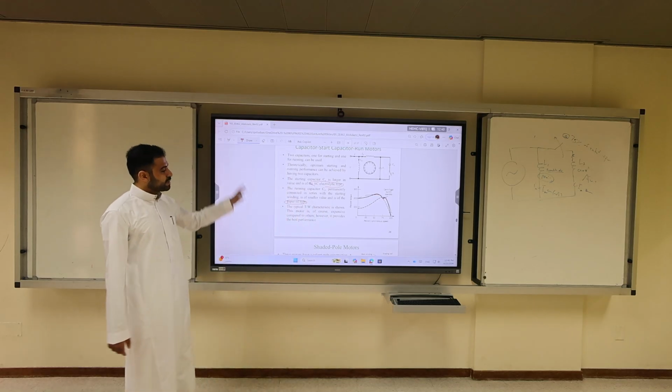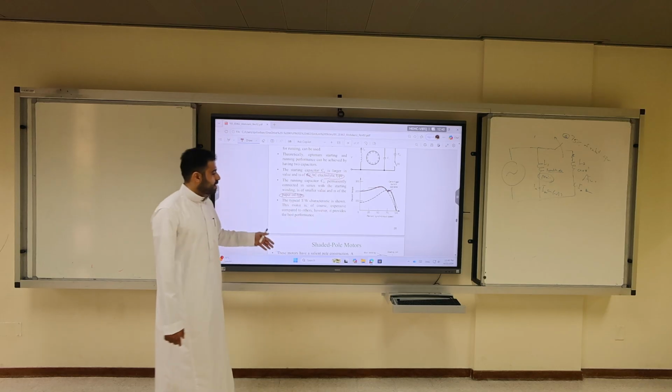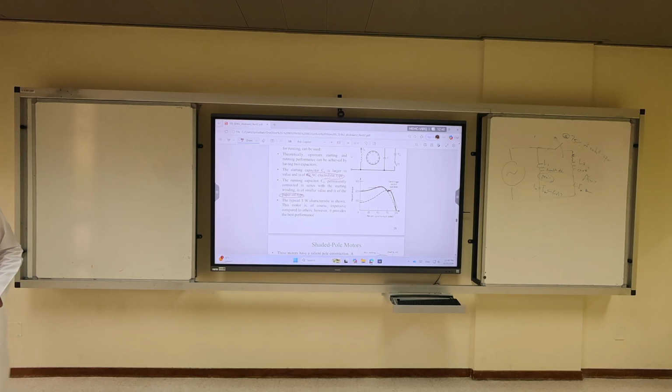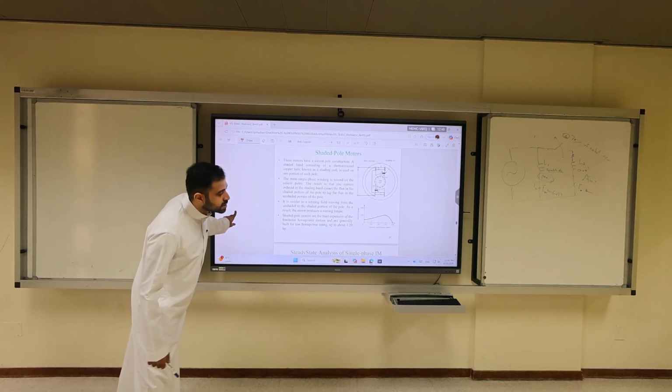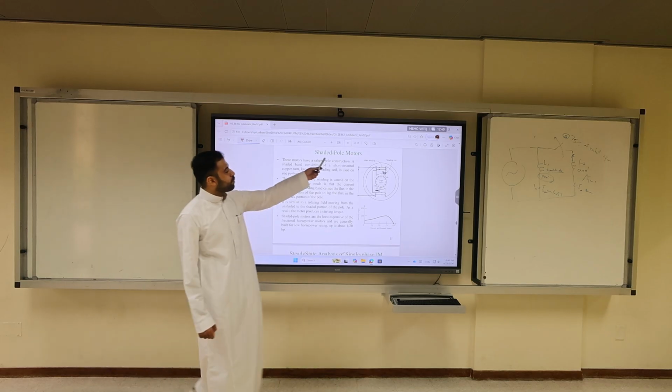So I think this is the best combination. But of course it's very expensive and it doesn't make sense to buy it for a vacuum cleaner. So the issue here is the cost. It's your design. There is another type that's not much talked about, which we call shaded pole.